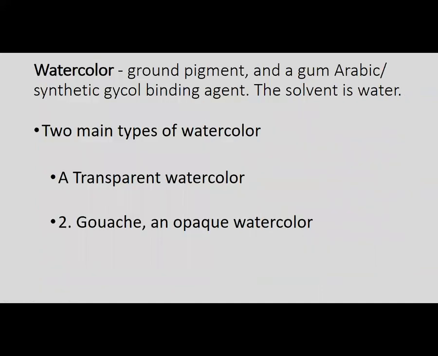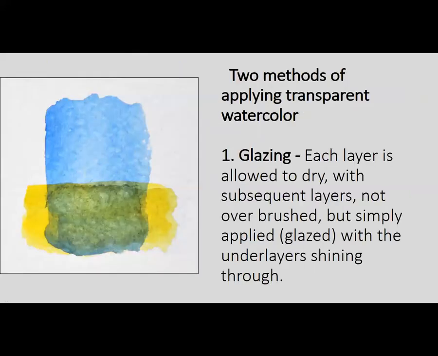So the next type of painting medium is watercolor. This is ground pigment and gum arabic, or a synthetic glycol binding agent, which, glycol, I have no idea what that means. And the solvent for watercolor is water. There are two kinds of watercolor: transparent watercolor, and gouache, which is an opaque watercolor.